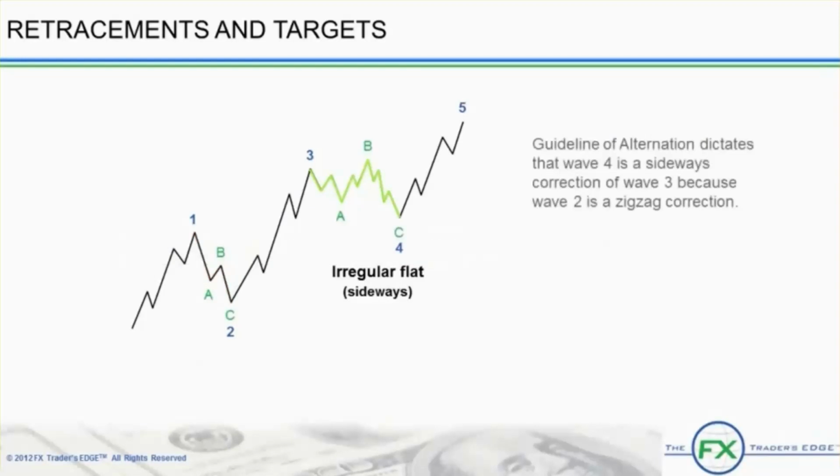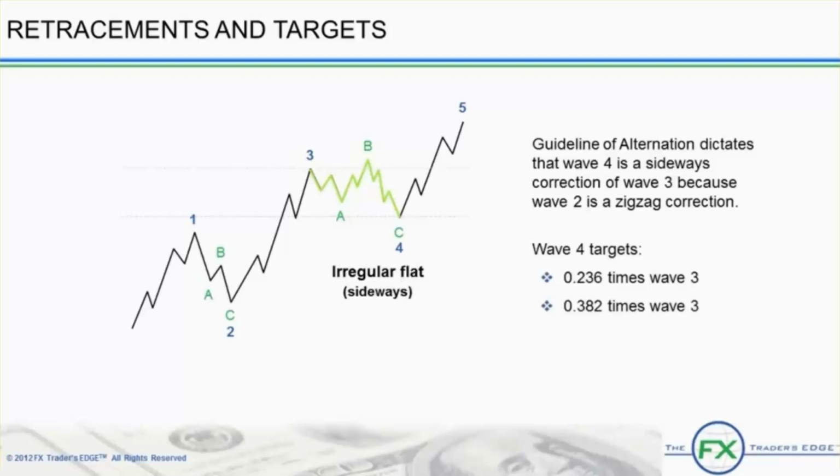The guideline of alternation dictates that wave 4 is a sideways correction of wave 3 because wave 2 is a zigzag correction, in this example, of course. Wave 4 targets are 0.236 times wave 3, 0.382 times wave 3, and 0.5 times wave 3. When wave 3 is complete, use the Fibonacci tool to find the retracement levels for wave 4.